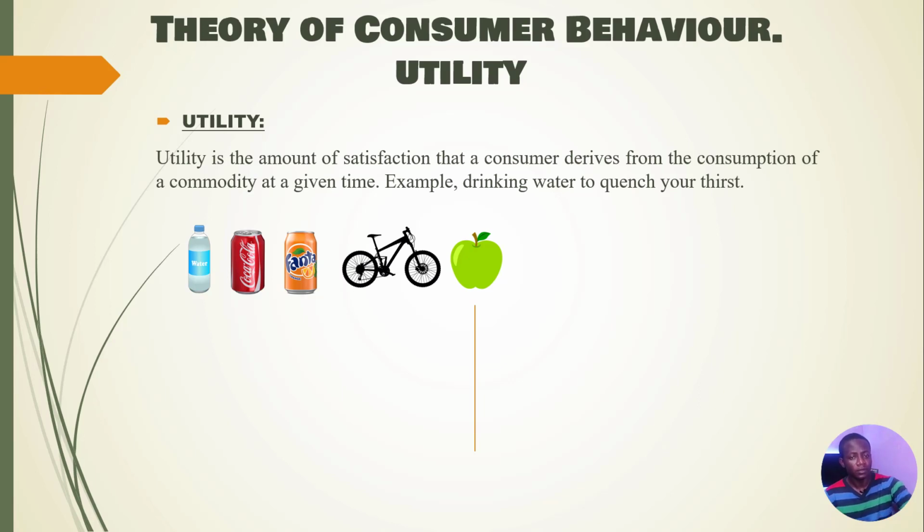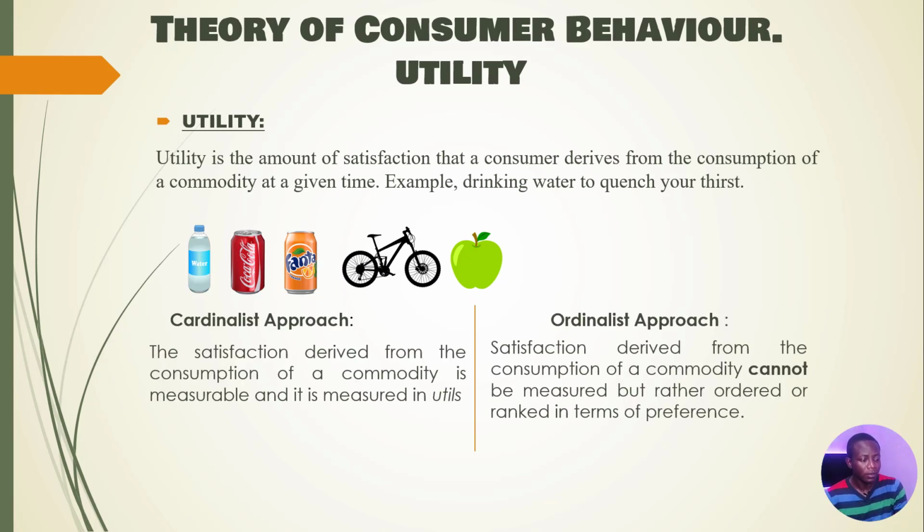With the concept of utility, there are two main schools of thought. We have the cardinalist approach and the ordinalist approach. According to the cardinalists, the satisfaction that one derives from consumption of any commodity can be measured, and the unit for measuring is called utils. What does this mean? If you are thirsty and you take in water to quench your thirst, the satisfaction that you derive from it, according to them, you can assign a value to it, and the value can be from 0 to an infinite number.